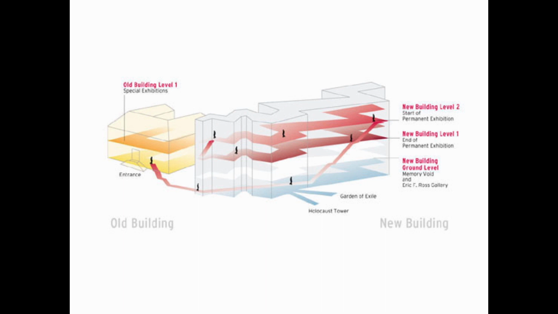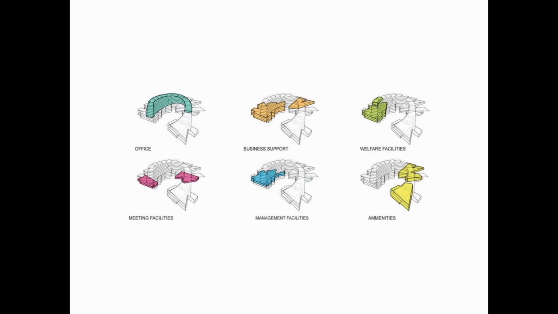So it's about identifying areas of the building with a little pop of color. Another example here, same drawing over and over again, colored in for different purposes. This is what's going on here. This is the office space. This is the building support space. These are the management facilities, et cetera.